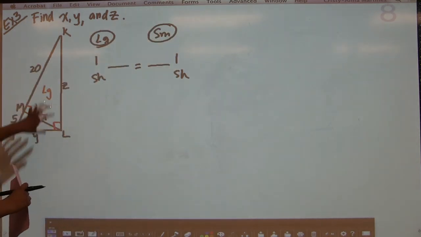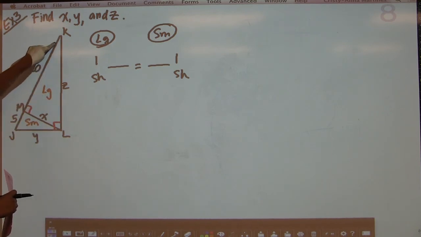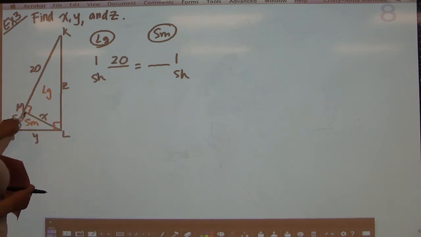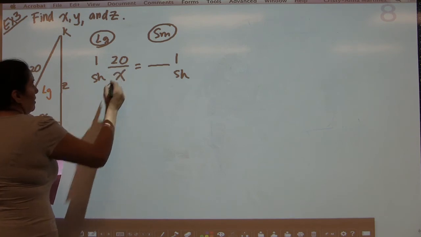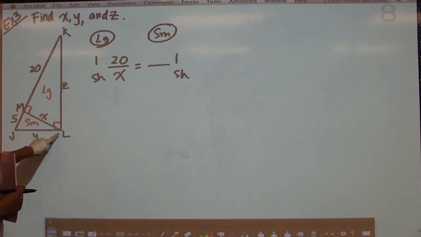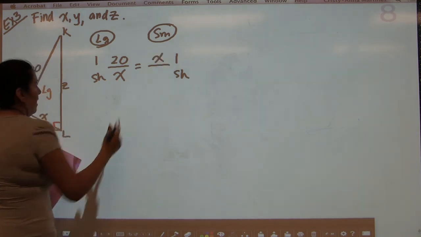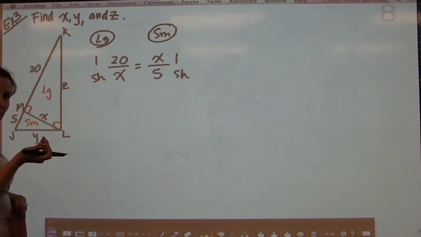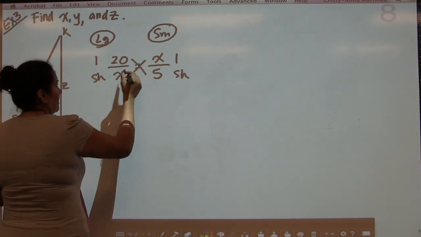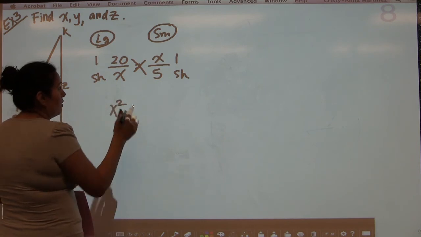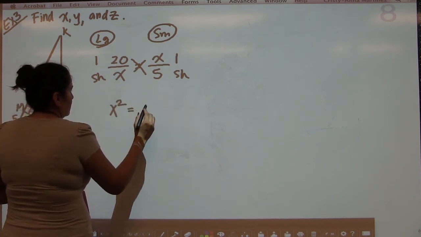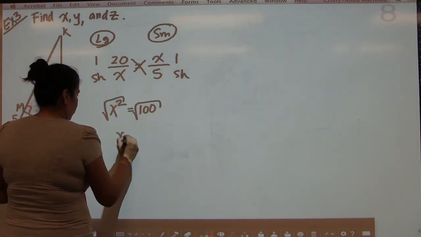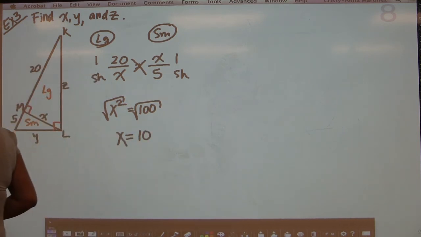Okay, so I go to the large triangle, which is right here, and I'm looking for the long leg, which I know is 20. And then the short leg is going to be x. And then in the small triangle, the long leg is x, and the short leg is 5. And just like that, I've set up my proportion. I can solve for x, because x times x is x squared, and hence you get the geometric mean going on. 20 times 5 is 100. And you get that x equals 10.